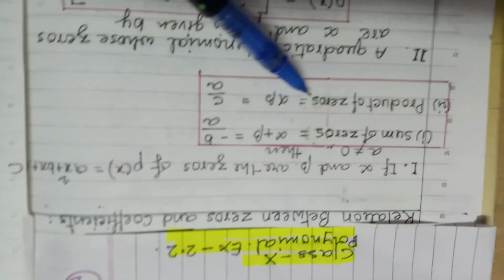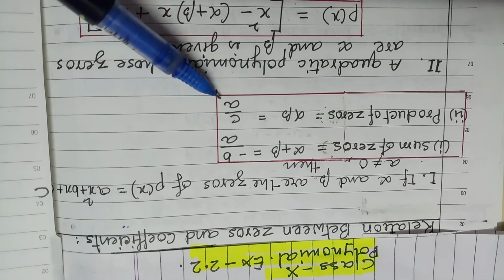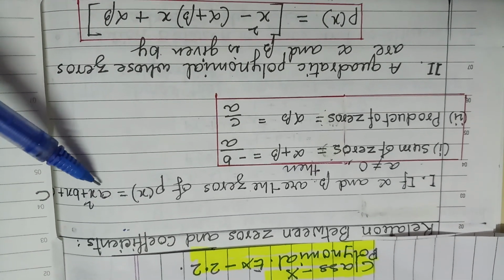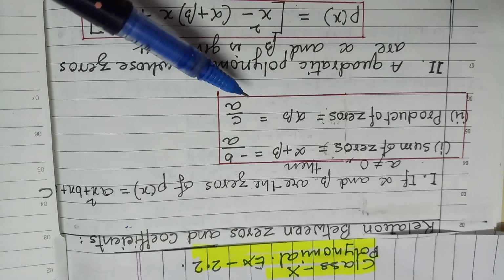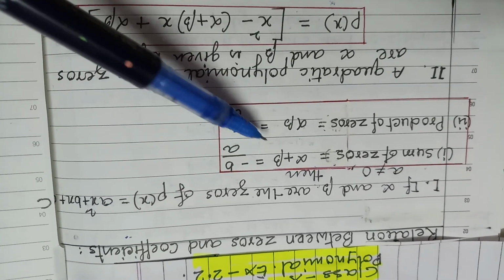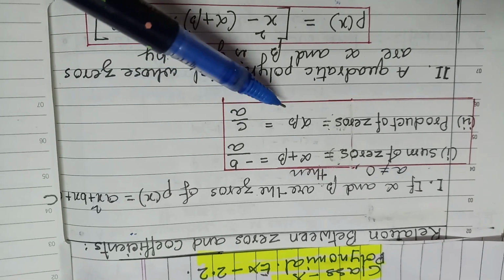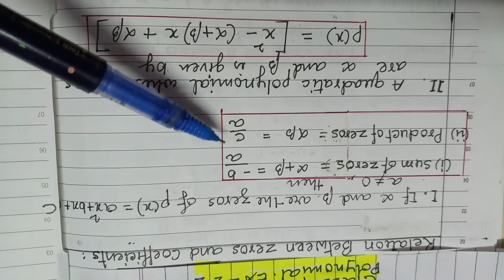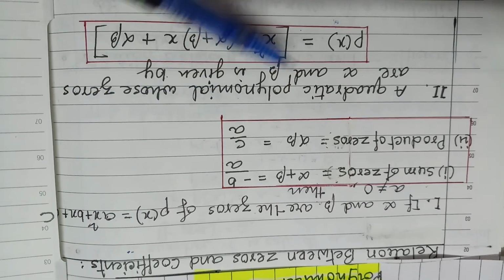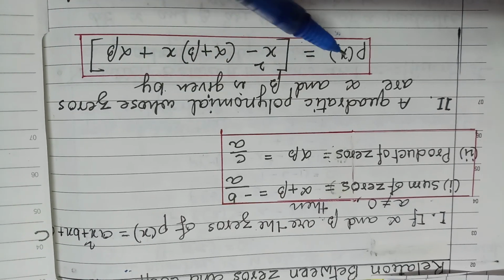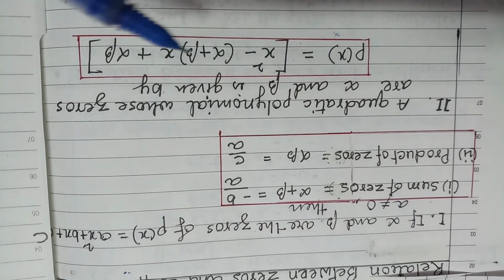Now product of zeros, alpha beta, is equal to c upon a. That is the coefficient of the constant term and coefficient of x square. This is the relation. So you have to learn these two formulas: sum of zeros alpha plus beta equal to minus b upon a and alpha beta is equal to c upon a, because the whole exercise is based on these two formulas. And one more relation is for the quadratic polynomial whose zeros alpha and beta are given.